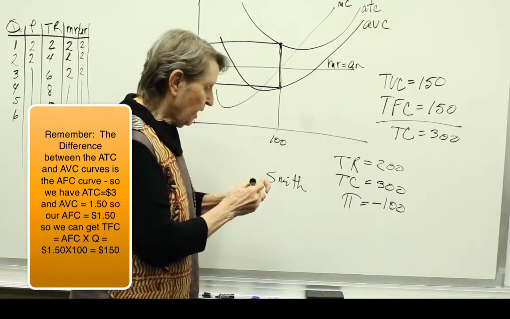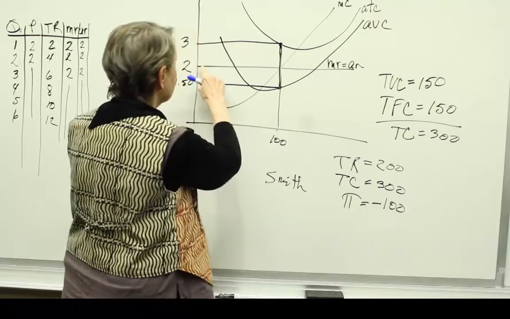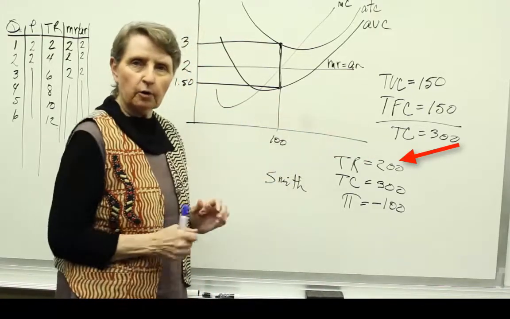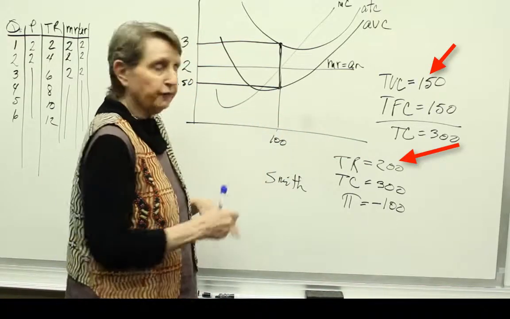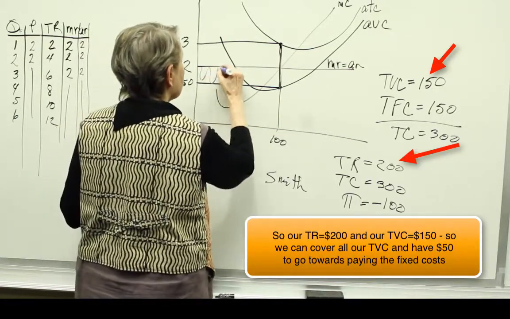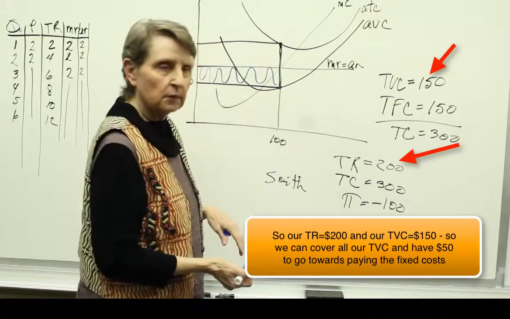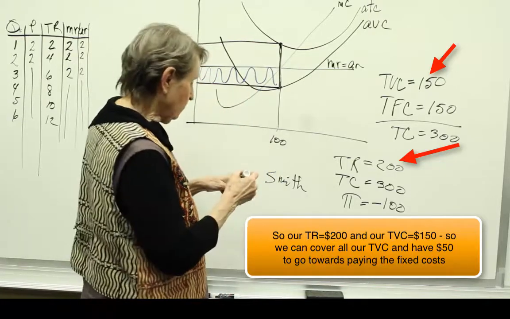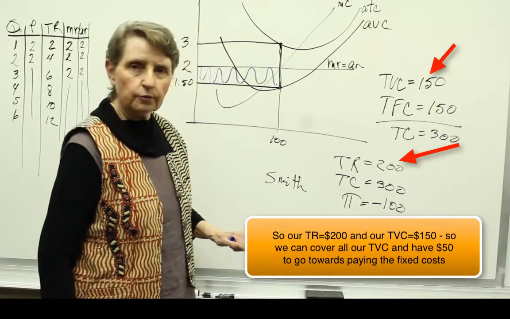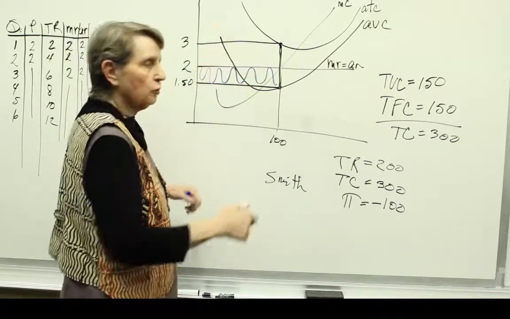If I operate, I'm going to generate $200 in revenue, which will cover all of my variable costs. My variable costs are only $150. I can pay all of my variable costs, and I can actually pay some of my fixed costs. I can't pay all of them, but I can pay some of them. And so if I operate, I'm going to lose $100. The difference between total revenue and total cost.